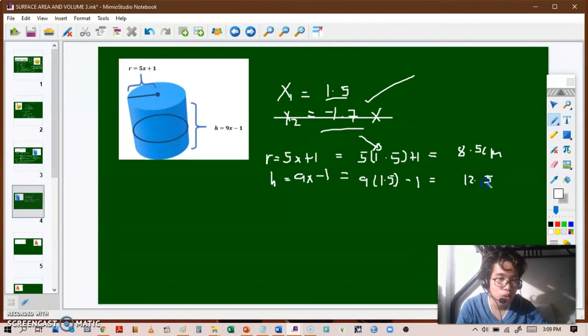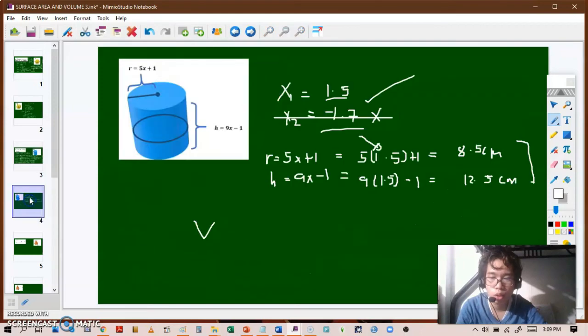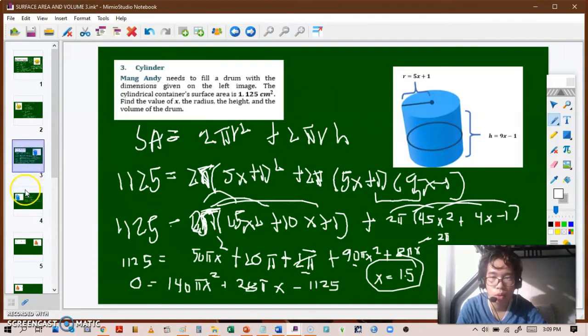And then we have 9x minus 1, so 9 times 1.5, that's 13.5 minus 1, so that's 12.5 centimeters. Okay, so there we have now the dimensions of the cylinder, and from here we can now solve for the volume, because that's what's being asked. We found x, x is equal to 1.5, and we also found the radius, which is equal to 8.5, and the height, which is 12.5.